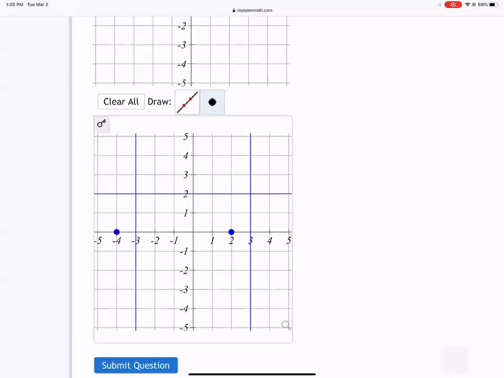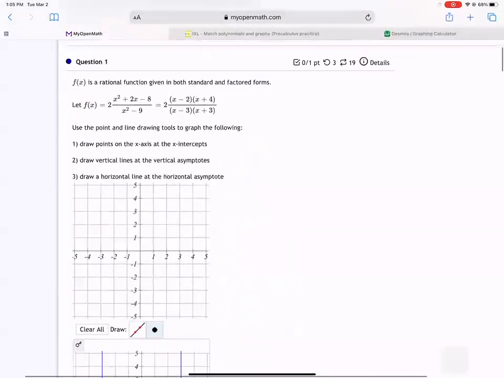Okay, hi everyone. Today we're gonna put what we did last time into practice. We're gonna draw our vertical asymptotes and horizontal asymptotes, as well as looking at some key values such as the x-intercepts. And the problem here is given as 2x squared plus 2x minus 8, or 2 times the fraction x squared plus 2x minus 8 divided by x squared minus 9.